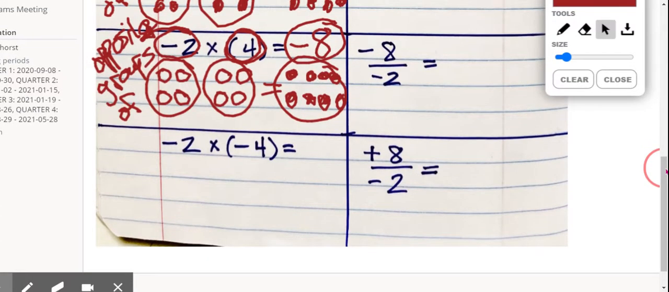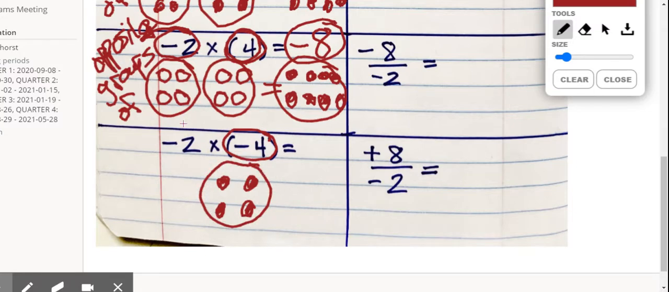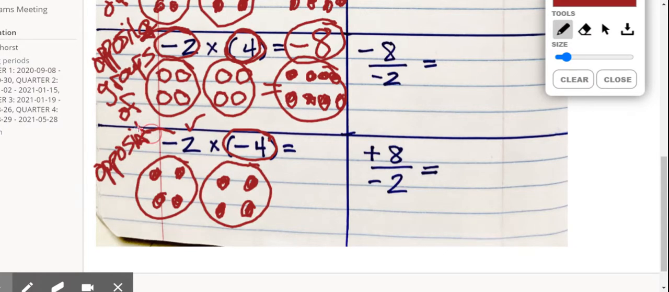So the last example for today. Start with how many groups you have or what's inside the group. So we have 1, 2, 3, 4. There's one group of 4, and it says we need 2 of them. 1, 2, 3, 4. So there's 2 groups of -4. And because that's negative, it says make opposite groups.